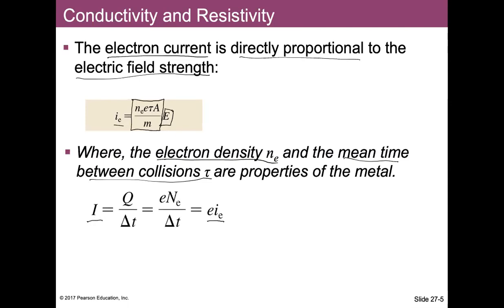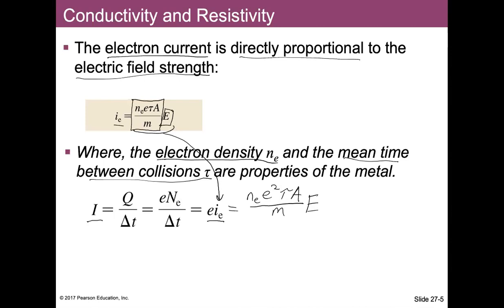So I can take this expression that we have for the electron current and put it down here, and I see that the current itself is going to be equal to the electron density times, now I have two e's, so it'll be e squared times tau times the cross-sectional area over the mass of the electron times the electric field. So that's how we can see that the current is also directly proportional to the electric field strength.